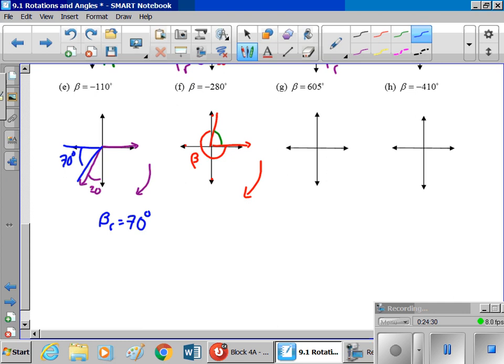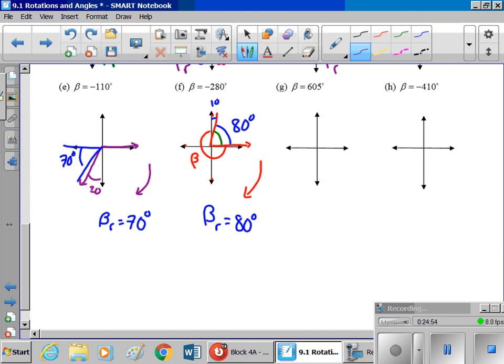Okay, but it is going to be this thing. So this was 10 degrees, which means that this rest of the thing is going to have to be 80 degrees. So beta r equals 80 degrees. Now we're back to our friends.